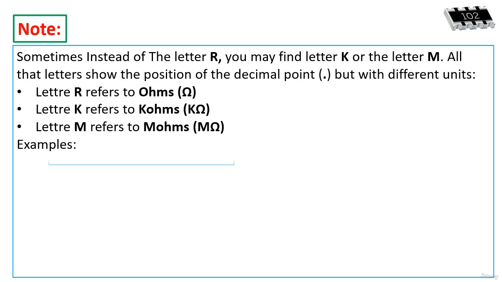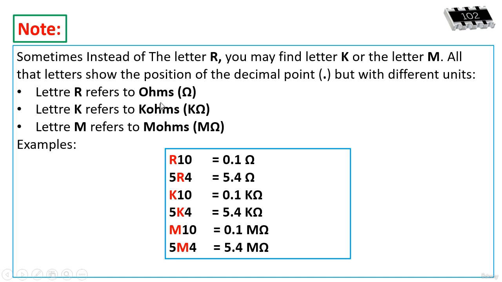We're going to see a note right now. Sometimes, instead of the letter R, you may find the letter K or the letter M. All these letters show the position of the decimal point, but with different units. Letter R refers to ohms, letter K refers to kilo ohms, and letter M refers to mega ohms. So let's see some examples.